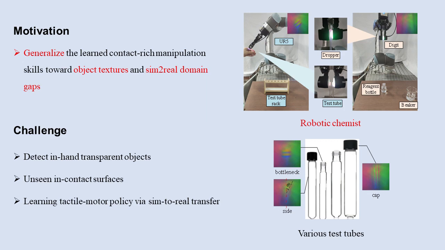Generalizing the learned contact-rich manipulation skills toward object textures and Sim2Real domain gaps is imperative for robotic chemists. There are three main challenges. First, detecting in-hand transparent objects using vision only is difficult in contact-rich chemical experiments. Second, positional uncertainty in robotic grasping, as well as variations in the tubular objects being manipulated, indicates unseen in-contact surfaces. Finally, brittle optical tactile sensors and costly real-world training require learning a tactile motor policy via Sim2Real transfer.